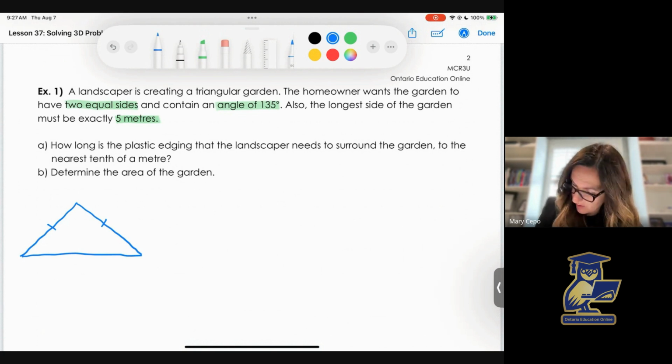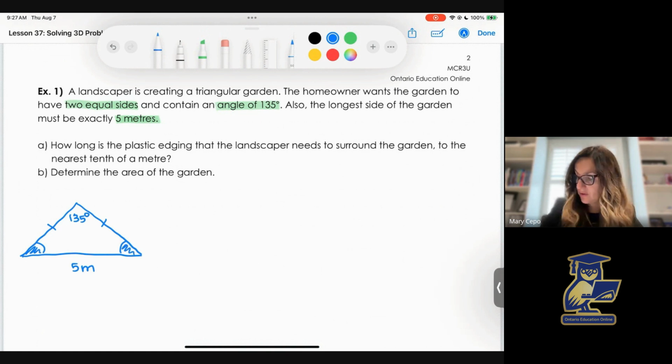Okay, we also know then that the angle has to be 135. And the largest side is always opposite the largest angle, so this has to be at least 5 meters. Now, again, we know all the angles in a triangle have to equal 180. We also know with isosceles triangles, these two angles would be the exact same.